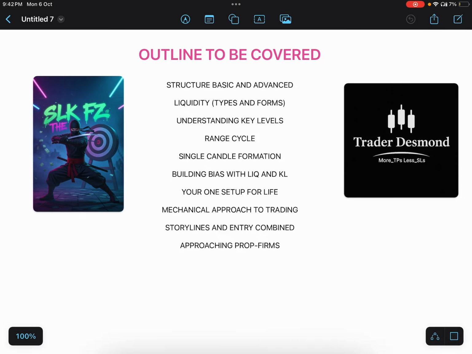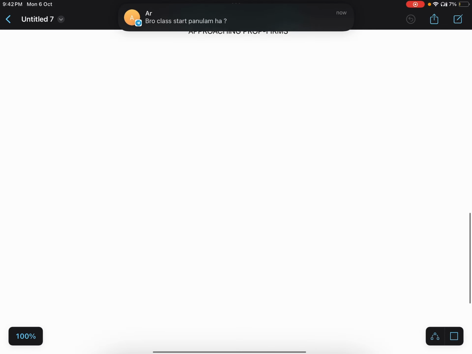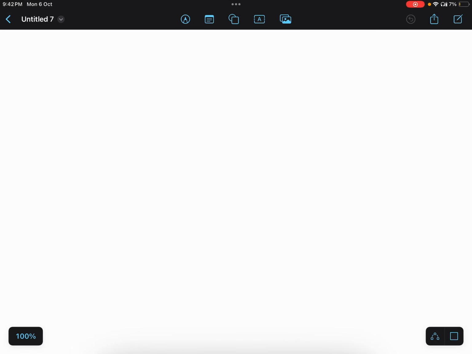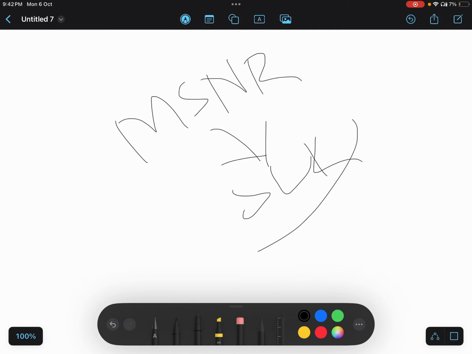Hope you know that we're going to take the topic with the strategy of MSNR, the Malaysian SNR strategy. When we simplified MSNR, we called it SLK: structure, liquidity, and key level. We are going to teach you MSNR simplified by SLK, which we call structure, liquidity, and key level.